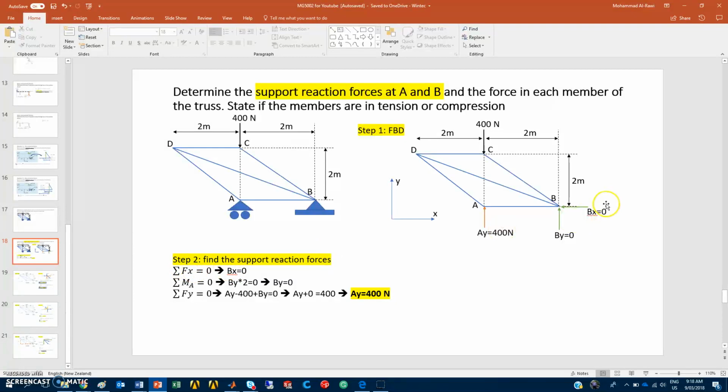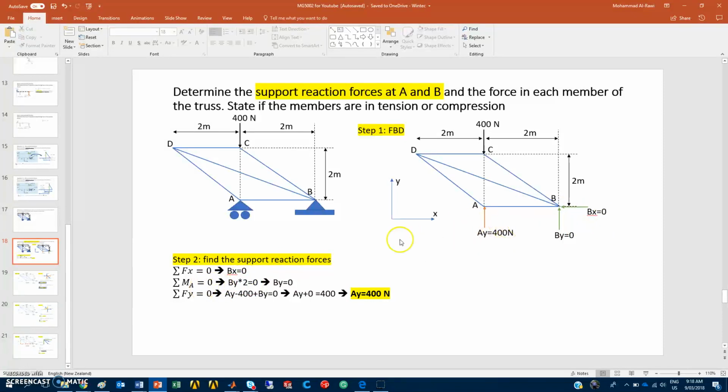Algebraic summation of forces in the x direction. If you look carefully at the diagram, there are no external forces in the x direction except the support reaction Bx. That means Bx is not active at this stage, because the 400 newtons is located on top of the Ay. Therefore, Bx is equal to 0. When there are no forces, Bx is equal to 0.